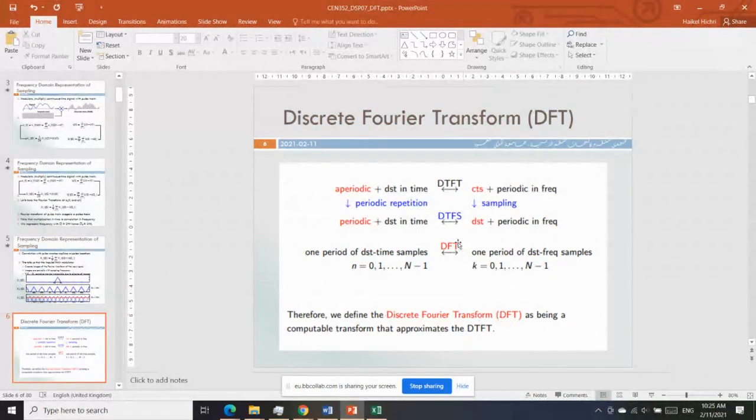Therefore we define the discrete Fourier transform, اللي هو DFT, as being a computable transform that approximates the DTFT. يعني لأنه إحنا we cannot deal with the continuous case في the Fourier transform في the frequency domain, but we have to sample it. We have to make it computable. يعني إنه تشتغل على الكمبيوتر. To make it computable, لازم نخليها samples, discrete. ما نقدر نشتغل continuous case. So when we discretize it, when we sample it in the frequency domain, we are basically approximating the DTFT, discrete time Fourier transform. And that is called the discrete Fourier transform.